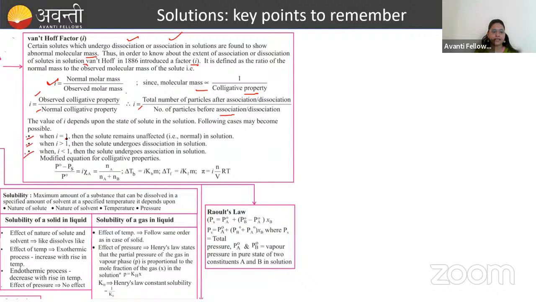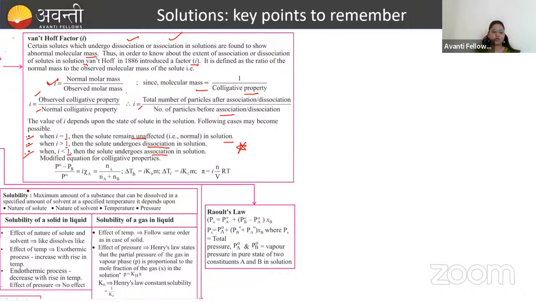When I is equal to 1, the solution remains unaffected; the solution is normal. When I is greater than 1, the solution undergoes dissociation. When I is less than 1, the solution undergoes association. So these 3 points are very, very important.